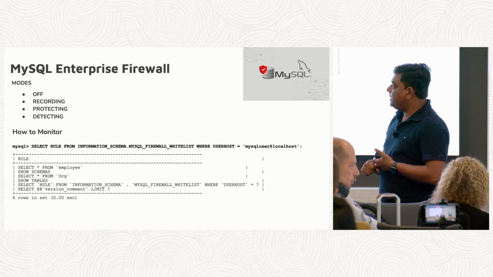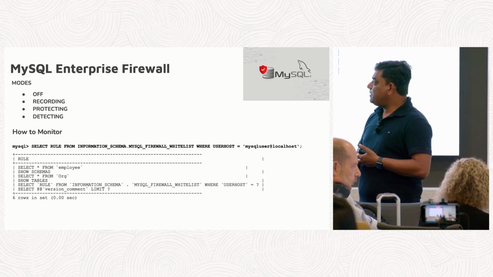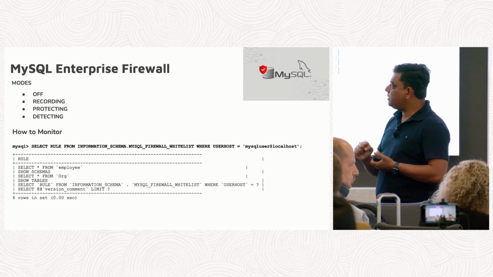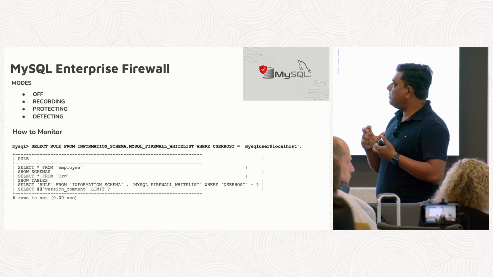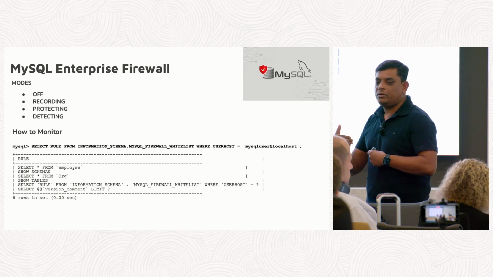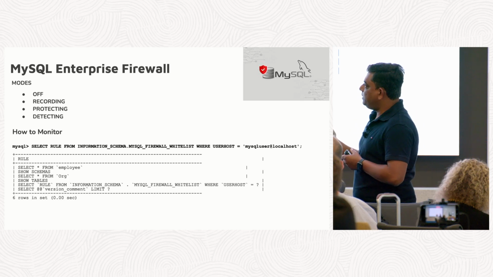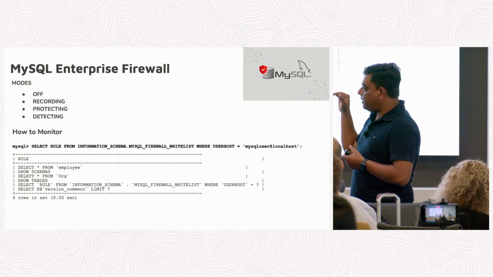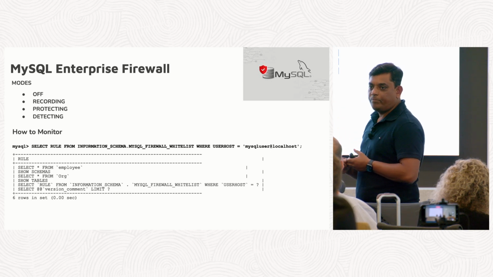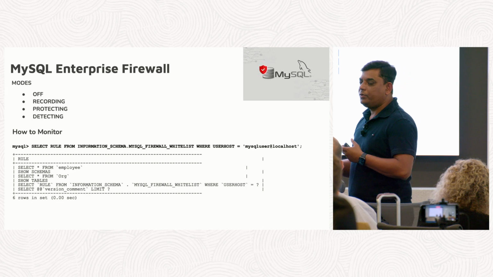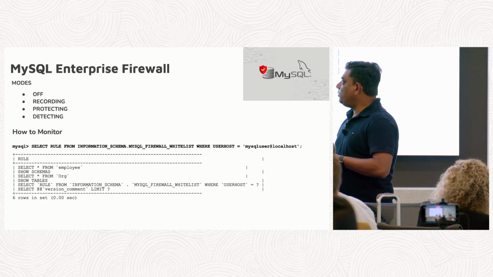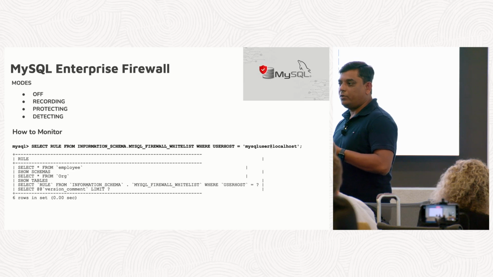The next one is detecting. The detecting is interesting. It doesn't actually deny anything. For example, you have a query which is not in the whitelist table, but you want to know if anything changes. In that scenario, you can just set it to detecting. Anything not matching, it will just write in a log instead of rejecting that query, so that before you take a drastic decision to reject, you will know what queries are being executed outside of your pattern.